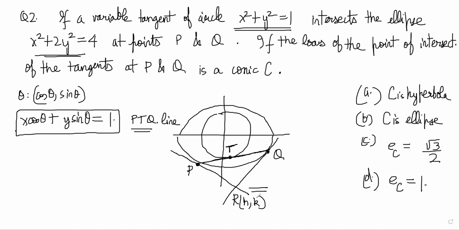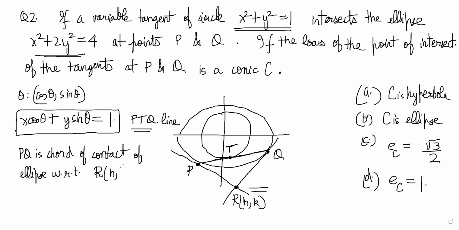Since R is the external point from which two tangents have been drawn to the ellipse at P and Q, PQ is like the chord of contact for the ellipse with respect to the point R. The equation of PQ can also be written in terms of h comma k by using the chord of contact formula. So PQ is the chord of contact of the ellipse with respect to point R, h comma k.